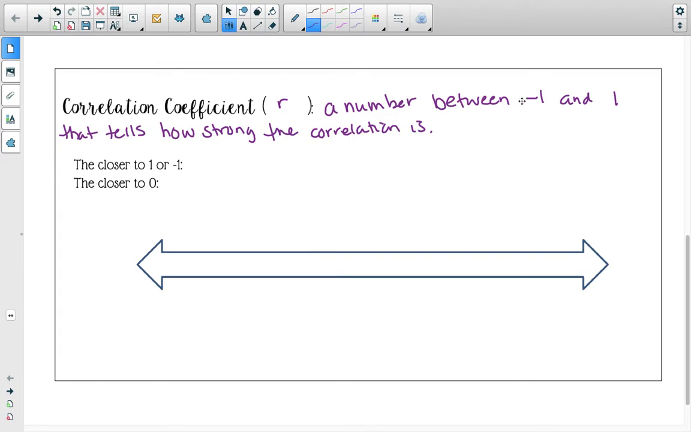So we'll have it from -1 to +1. Now, the closer it gets to 1 or -1, it actually becomes stronger. And actually, if it's on the -1 or 1, that tells us that it is a perfectly linear data set. So if it's closer to 1 or -1, the stronger the correlation.